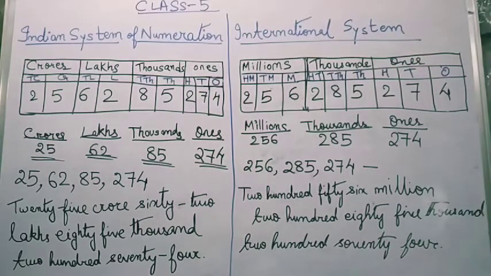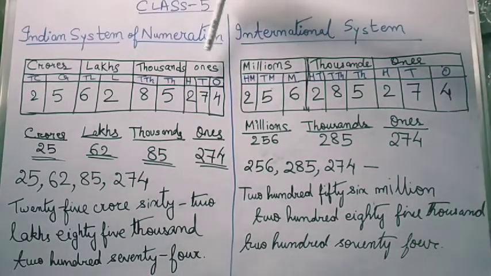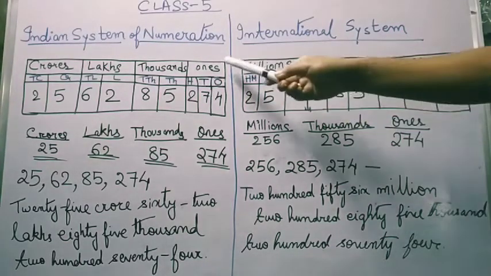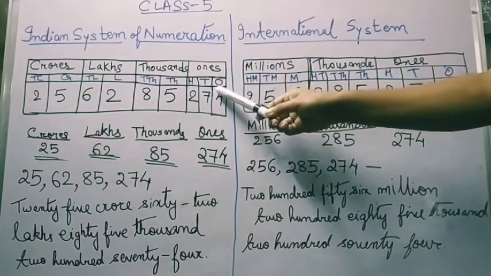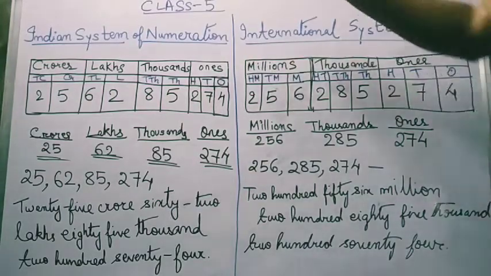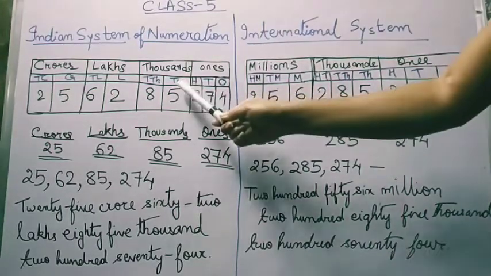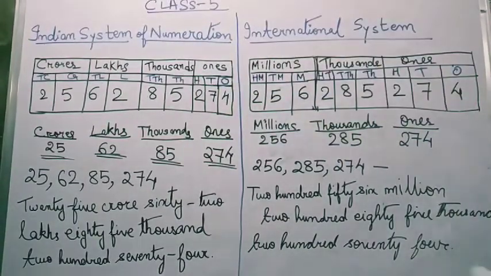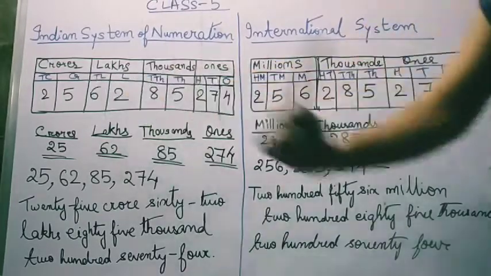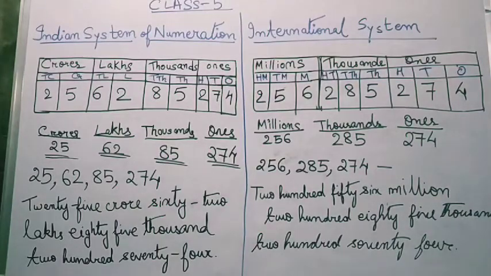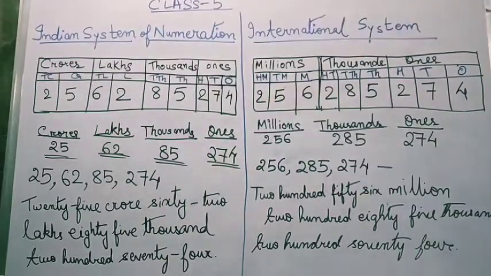The place value chart of Indian system, how is it? Ones, thousand, lakhs, crores. Yes or no? In ones period, the place values are ones, tens, hundred. In thousand period, the place values are thousand, 10,000. In lakhs period, the place values are lakhs, 10 lakhs. And in crore period, the place values are crore and 10 crore. Okay? You know this earlier.